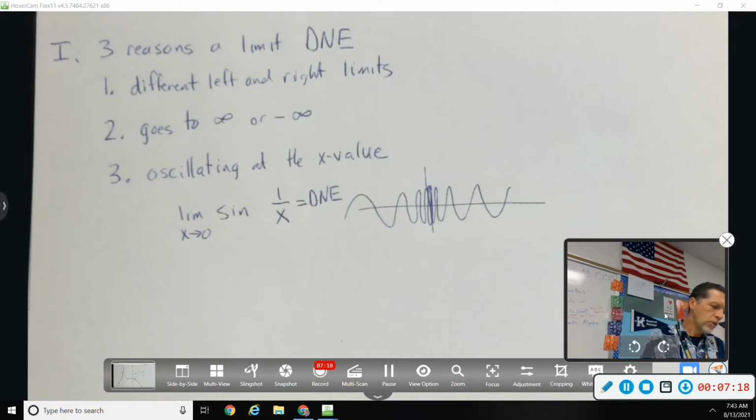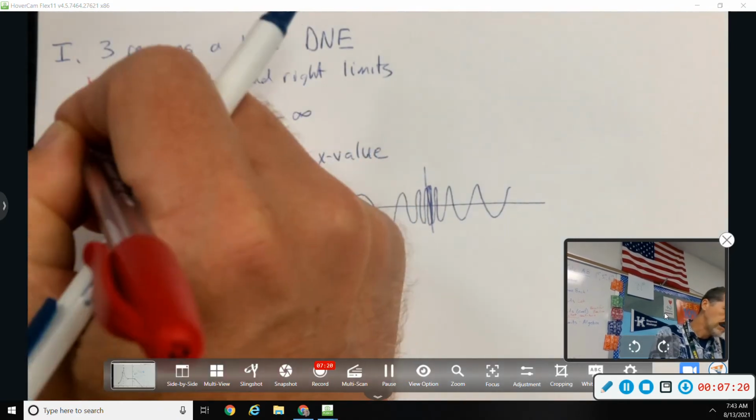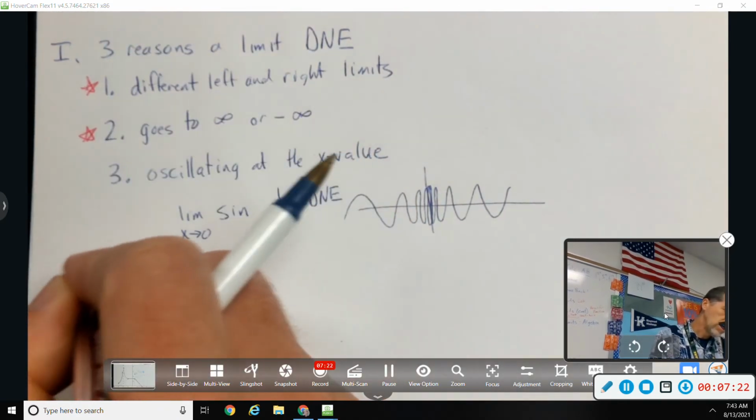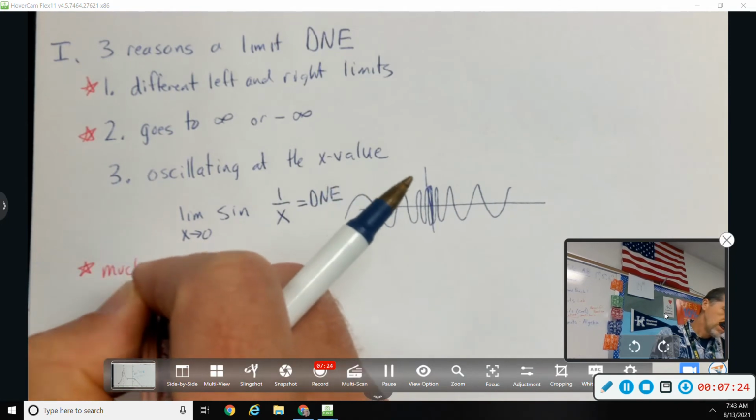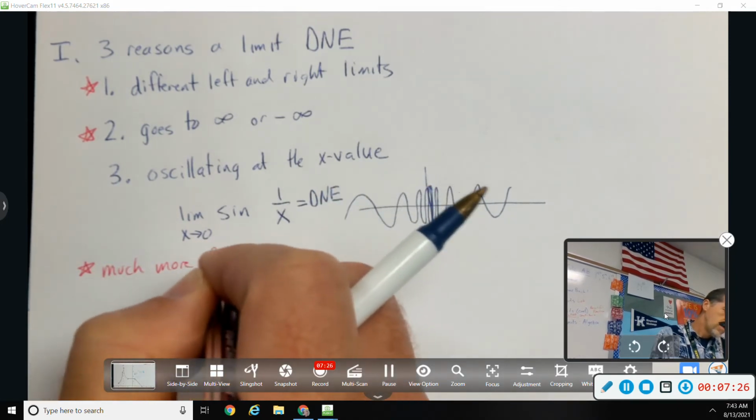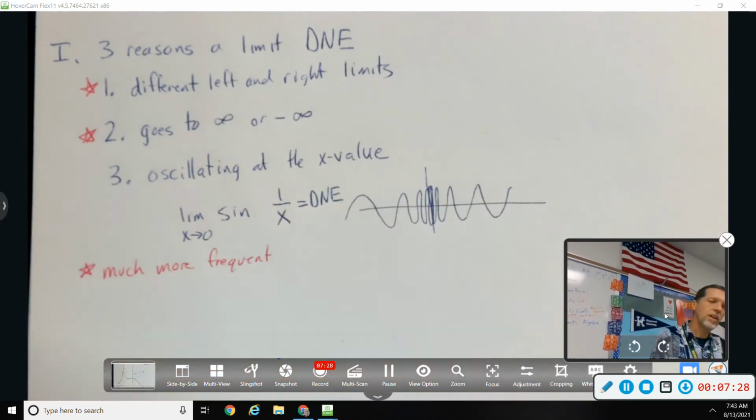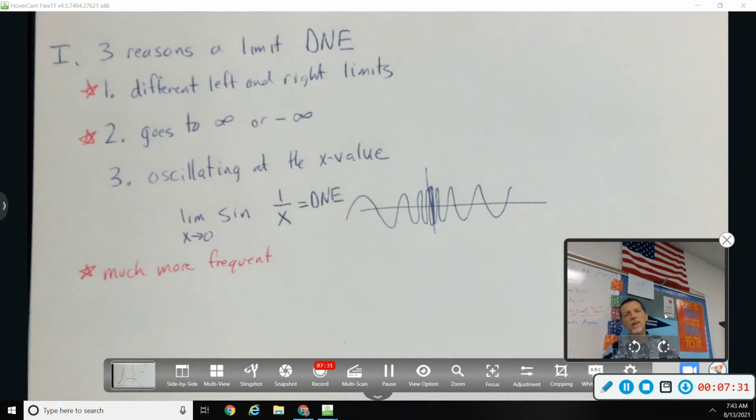So the first two are much more frequent. We'll see those all year long. But occasionally that third thing pops up. It's basically just sine or cosine of 1 over x. Doesn't work.